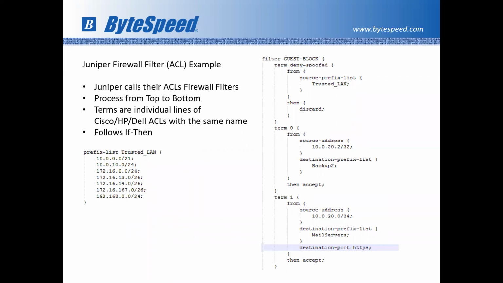In the Juniper world, it goes from top to bottom, and it follows an if-then scenario. In my mind, it's if-then, because you can do: if the source is this or the destination is this, then discard, accept, log, stuff like that. But it is a little bit of a from-then structure.